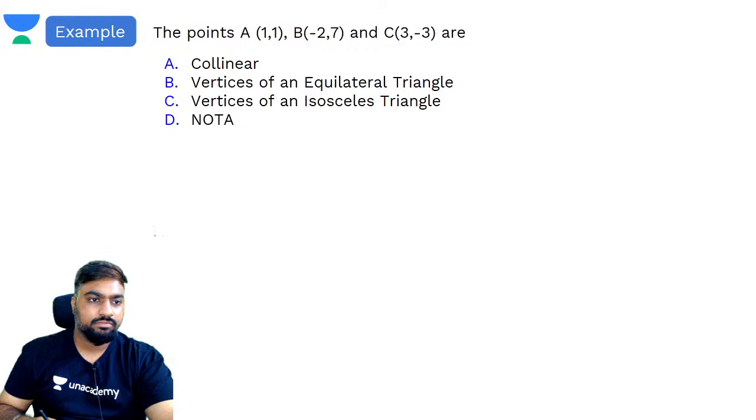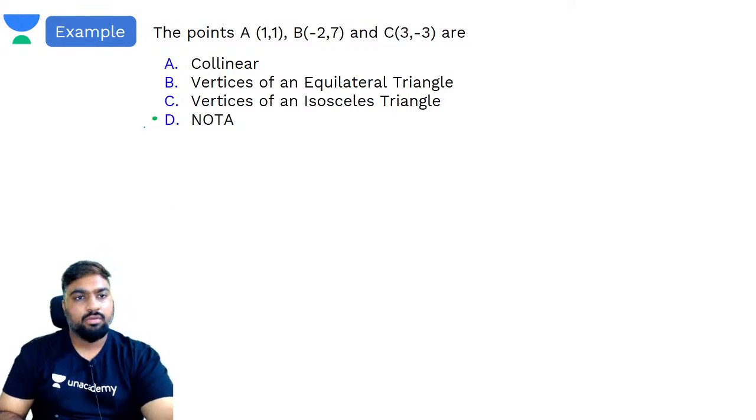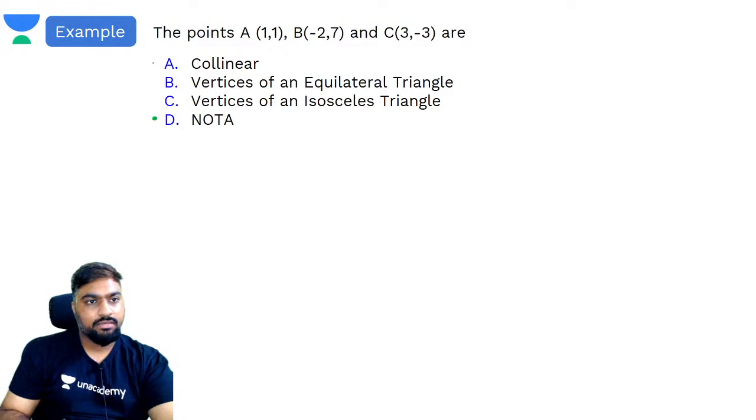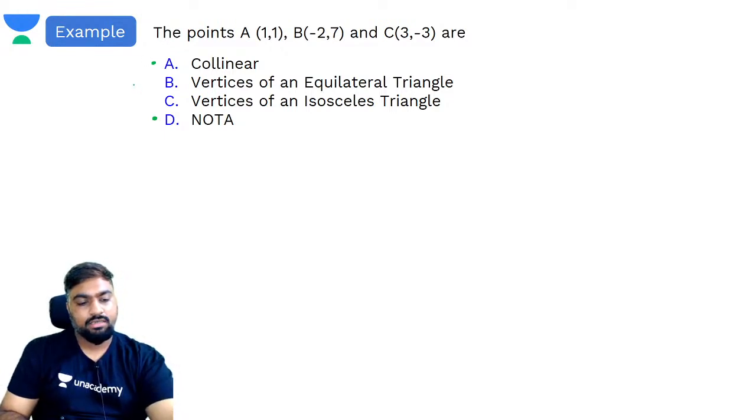Nalin says D. These are not collinear, not vertices of an equilateral, and not vertices of an isosceles triangle also. Okay. How about others? Manam says A, collinear. Manam says they are collinear. Okay. How about others?